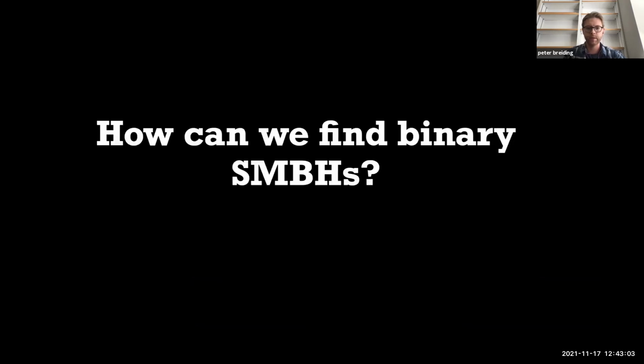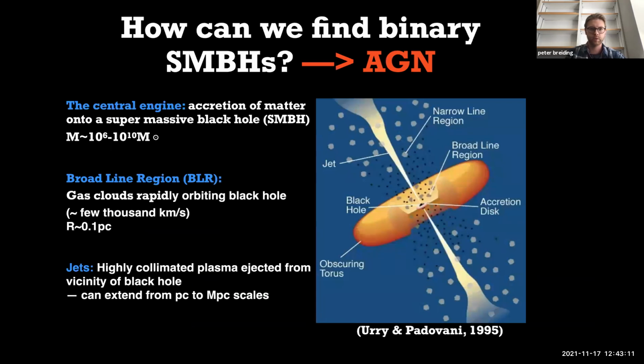So how can we find the binary supermassive black holes at parsec separations to try to help inform PTAs and this multi-messenger science? So there are a few methods. I'll talk about two main ones. All of the methods basically rely on the phenomenon known as active galactic nuclei.